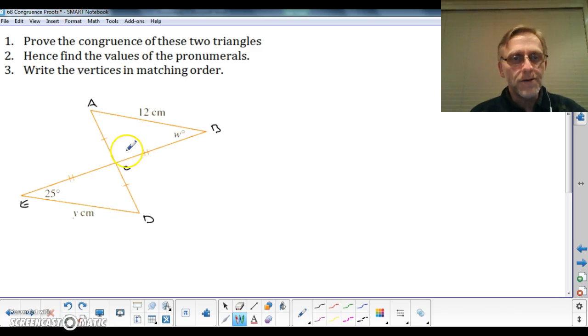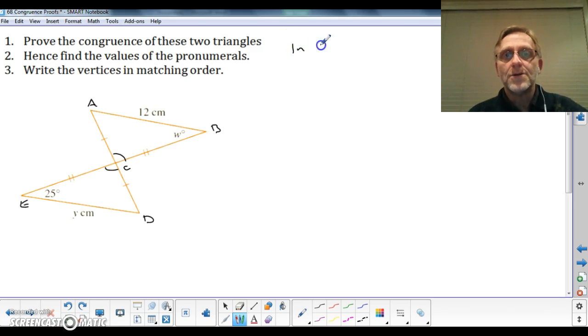What we do know, though, is that these two angles are the same. Can you see why? Because they're vertically opposite. So we've got a side, an angle, and another side, an angle, and another side. So this is a side angle side proof. Okay. So prove the two triangles are congruent.